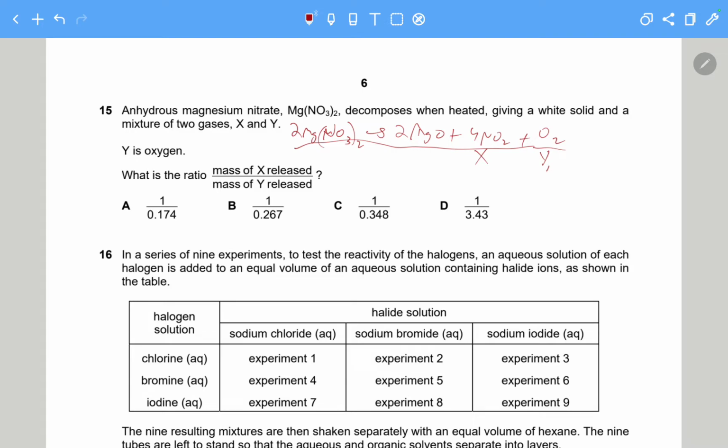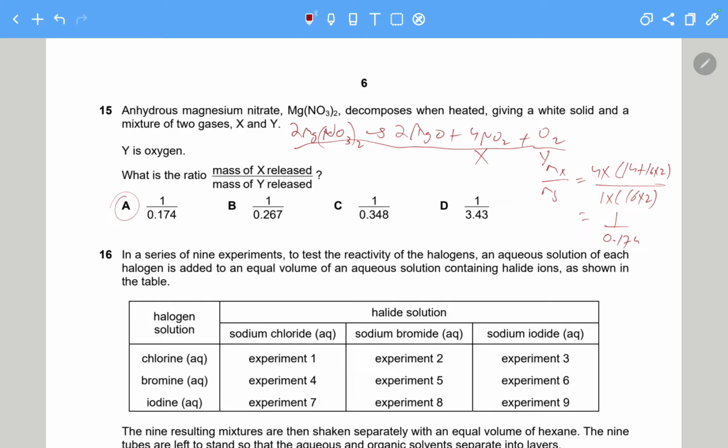So the mass of X over mass of Y will be 4 times the mass of nitrogen dioxide, 14 plus 16 into 2, because that's 4 moles of nitrogen dioxide, over 1 times the mass of oxygen gas, 16 into 2, because 1 mole of oxygen gas. That is equal to 1 over 0.174 when you calculate the ratio, and that is option A.